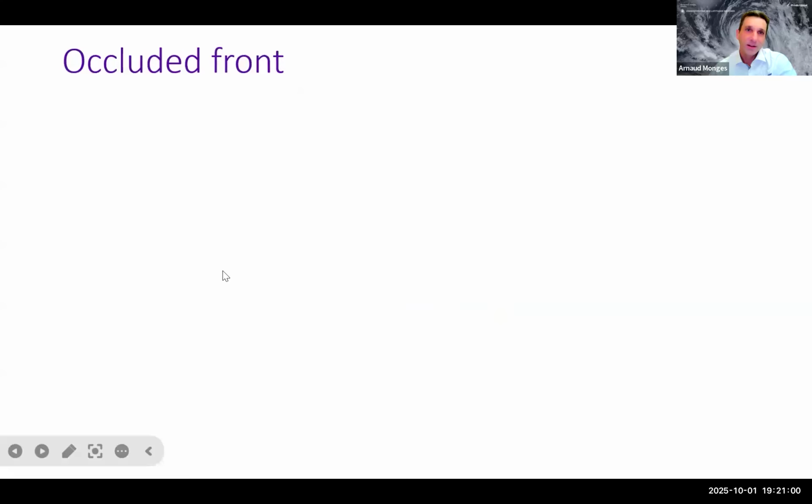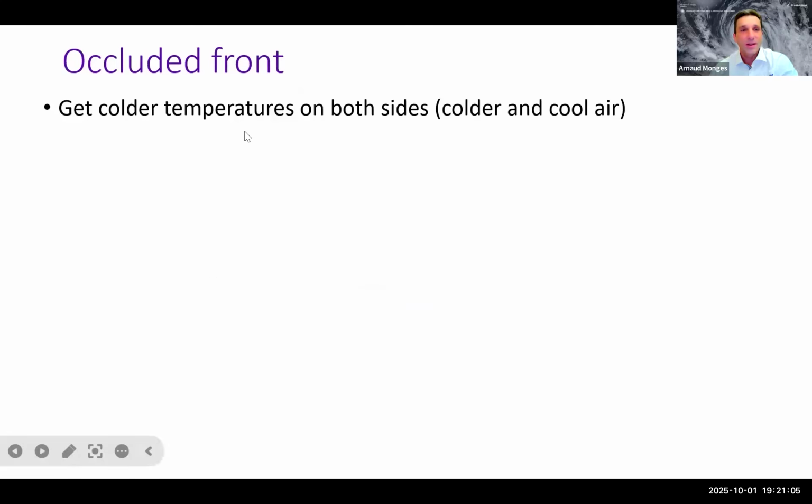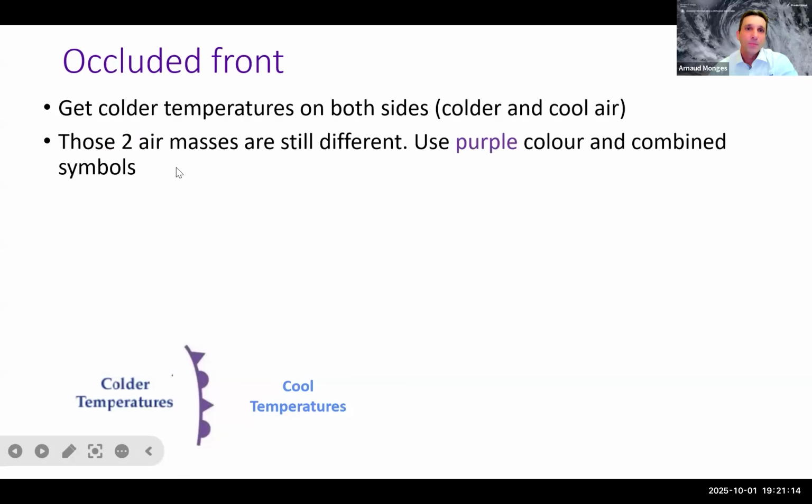And finally, the last front is the occluded front. So this front actually only has cold temperature on both sides of the front, even if one side is slightly colder. The two masses, even if they are similar temperature, they are still very different, okay? And we use this purple color to represent the front, and the symbol also points in the direction where the front is moving. So the front here is moving from left to right.